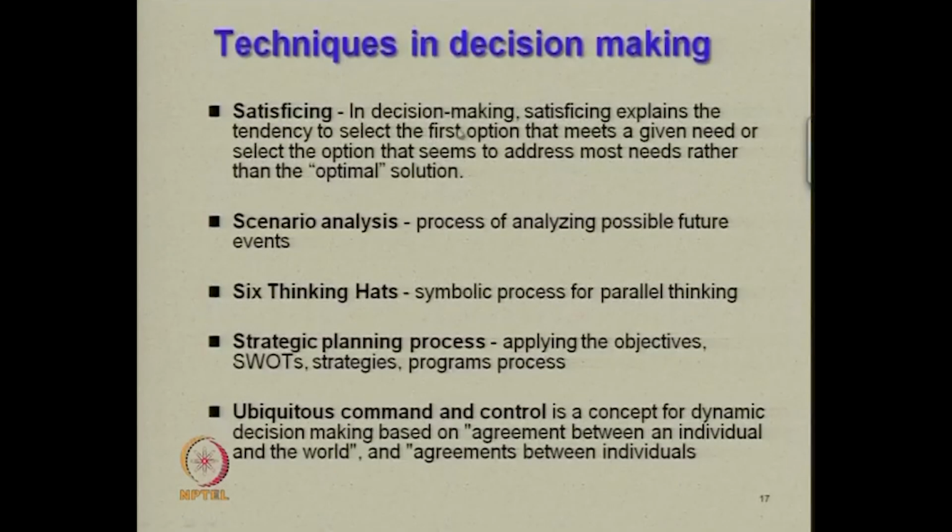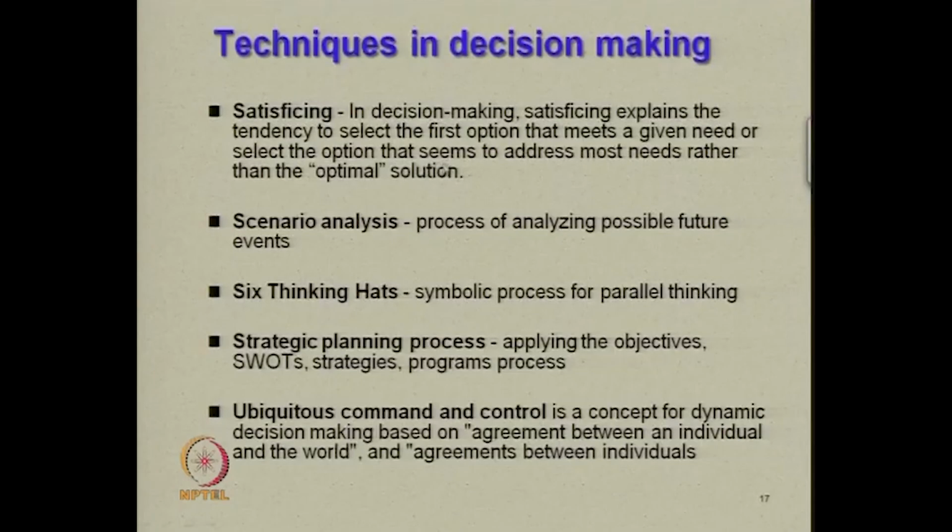What are the other techniques of decision making? Satisficing. In decision making, satisficing explains the tendency to select the first option that meets a given need, or select the option that seems to address most needs rather than optimal solution. Now, this is a very interesting concept. It is not a question of getting the best solution. It is a question of getting a solution which solves the widest number of problems.